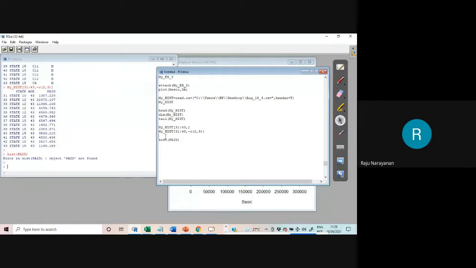Now, my dear students, please attach your attention here. Paid is not found. That happened because my hist is not attached, because it has searched for paid, the variable.